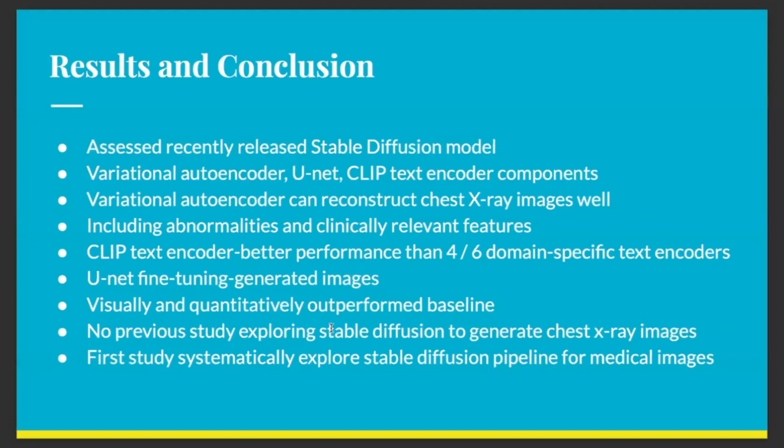Results: they found that the clip text encoder had better performance than 4 out of the 6 domain-specific text encoders. They found that the UNet fine-tuning generated images visually and quantitatively better than the unfine-tuned UNet model. And there had not been a previous study exploring Stable Diffusion to generate chest X-ray images. And this was also the first study to systematically explore the Stable Diffusion pipeline for medical images.